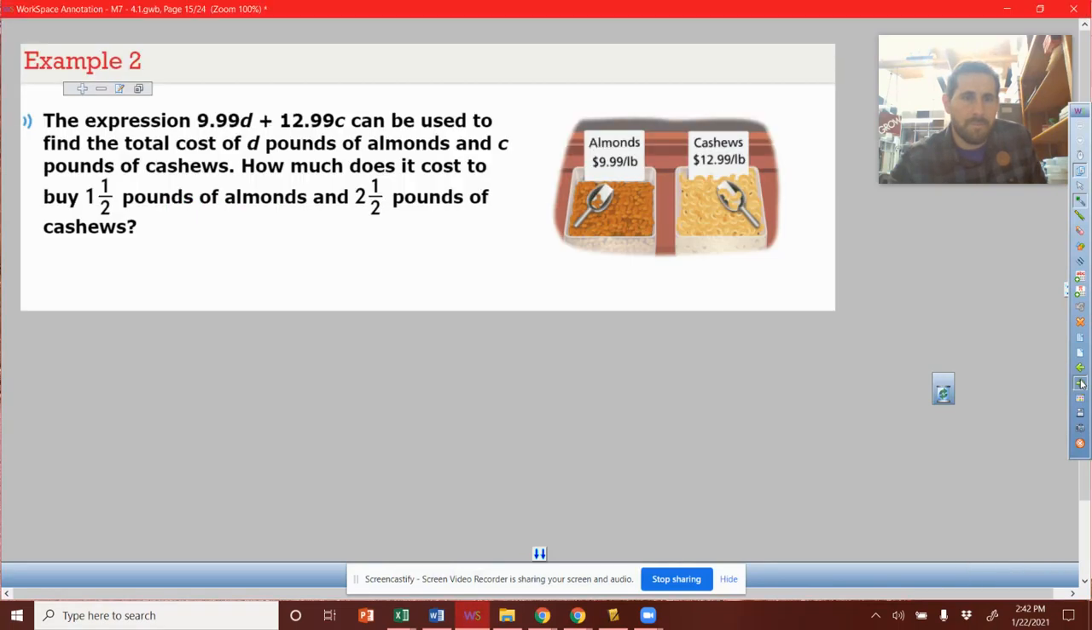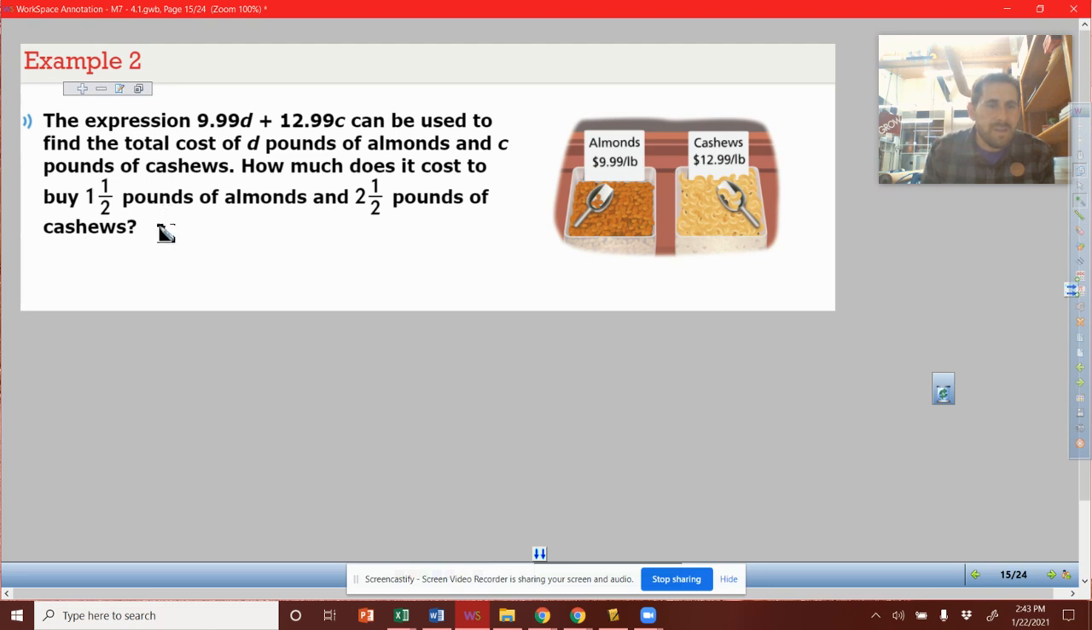Example 2 now. The expression you can see there, 9.99D plus 12.99C, is the cost of the almonds that are $9.99 and the cashews that are $12.99. It can be used to find the total cost of D pounds of almonds and C pounds of cashews. How much does it cost to buy 1.5 pounds of almonds and 2.5 pounds of cashews?